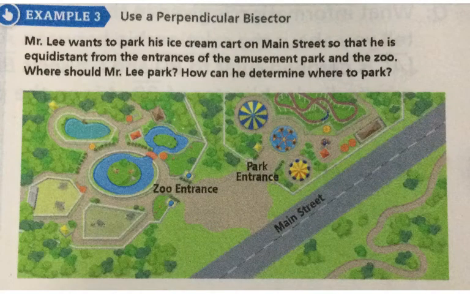Mr. Lee wants to park his ice cream cart on Main Street so that he is equidistant from the entrances of the amusement park and the zoo. Where should Mr. Lee park, and how can he determine where to park? He wants to be equidistant from the zoo entrance and the park entrance.